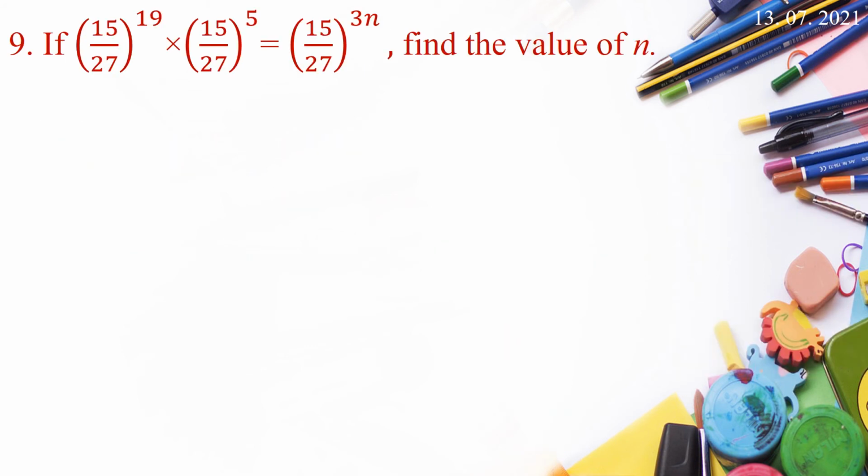Ninth sum, if (15 by 27) whole power 19 into (15 by 27) whole power 5 is equal to (15 by 27) whole power 3n, find the value of n. Let us move on to the solution.